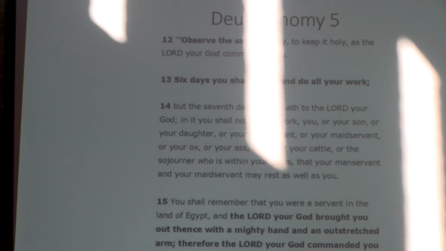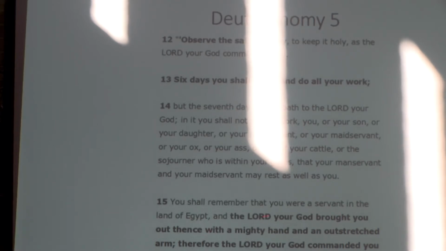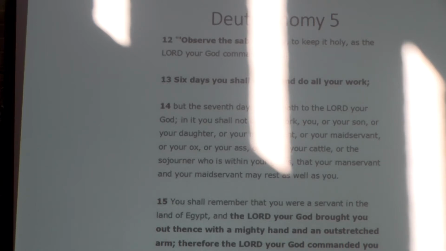I'll read you what is written here. In Deuteronomy 5, it reads very differently. It says that they observe the Sabbath day. Why? You shall remember that you were servants in the land of Egypt, and the Lord brought you out of thence with a mighty hand and outstretched arm. Therefore the Lord your God commanded you to keep the Sabbath. What does it say about the creation? Nothing. Nothing at all. There's every reason to believe that what we have in Deuteronomy 5 was the original version that we have of the Ten Commandments.